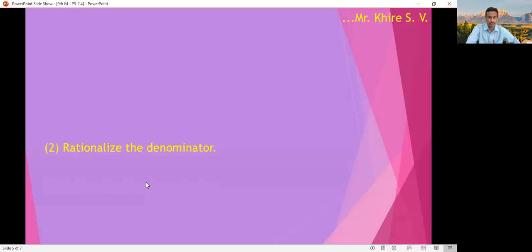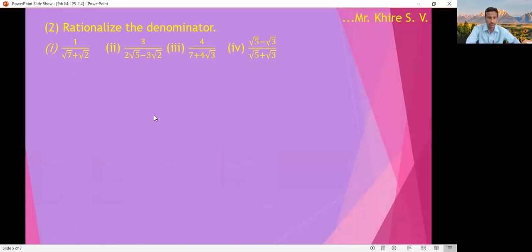Got it? Okay. Next is the second question. Rationalize the denominator. Our main topic is rationalization of the denominator. Now the denominators are given in irrational form. We have to rationalize them. How can we rationalize it?